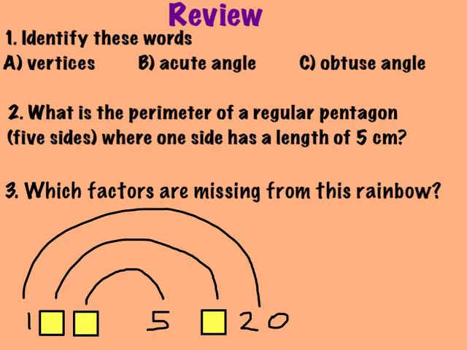And that's it for today. So we're just going to do the review. Number 1 is identify these words. A is vertices. Vertices is the plural form of vertex. B is acute angle, and C is obtuse angle.